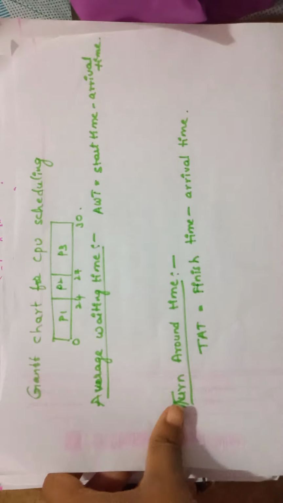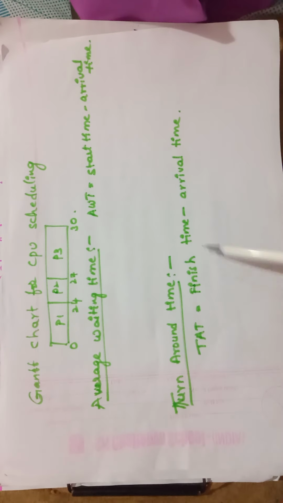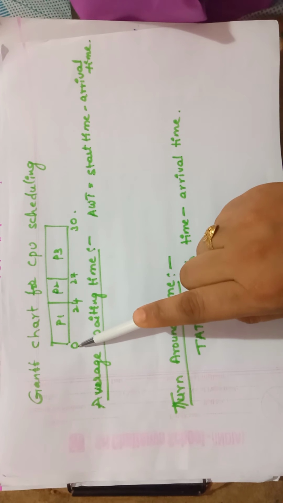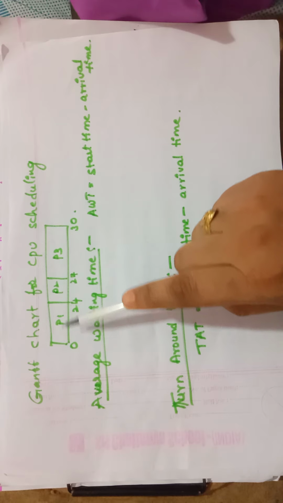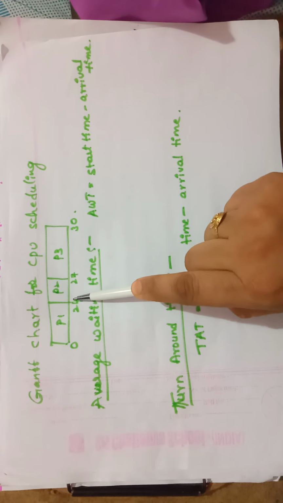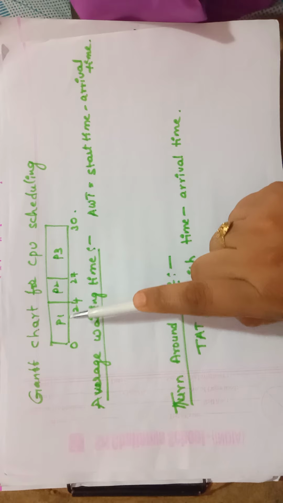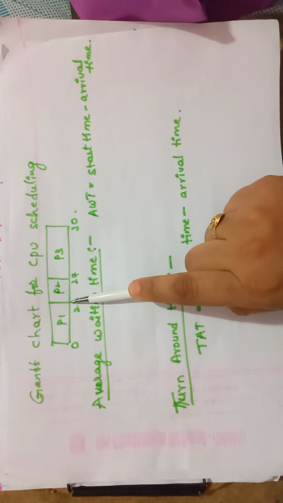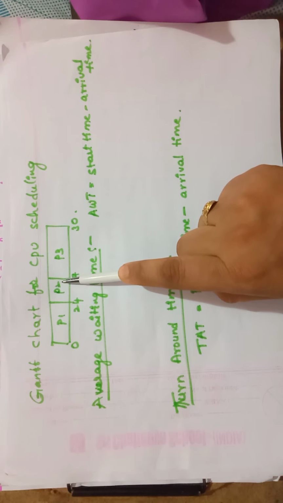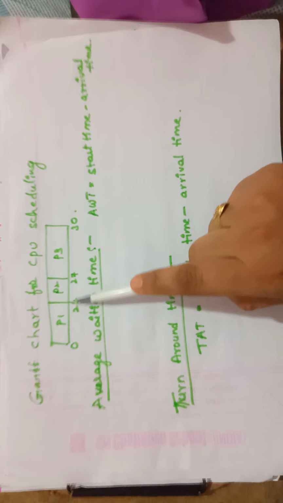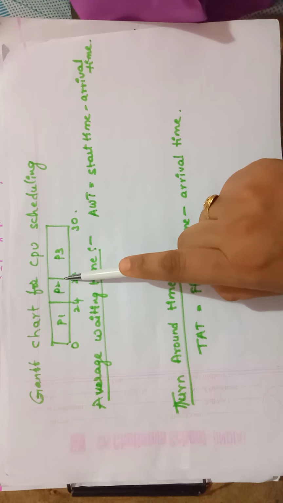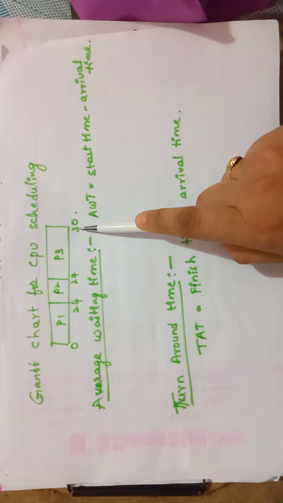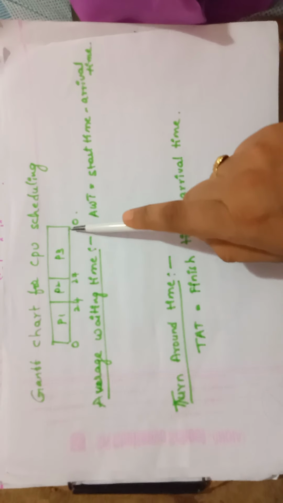Now we'll see the Gantt chart for this CPU scheduling. In the Gantt chart we have P1. P1 starts at 0th time and its completion time is 24 seconds. At 24 seconds, P1 releases the CPU, and now the P2 process is going to execute. After its completion at the 27th second, the P3 process is going to execute, and the total time is 30 seconds to complete all these processes.